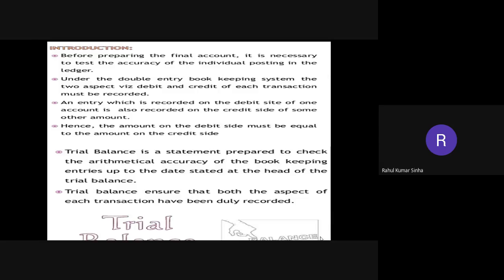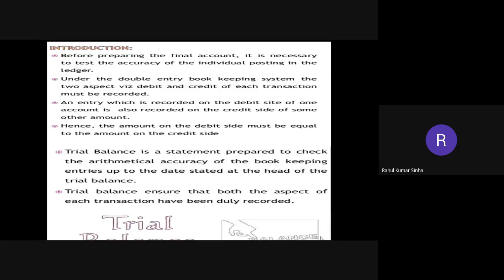An entry which is recorded on the debit side of one account is also recorded on the credit side of some other account. So you know that the debit should be equal to the credit, as we follow the double entry system, under which we make the debit for every credit with the same amount. Trial balance is a statement prepared to check the arithmetical accuracy of the bookkeeping entries up to the date stated at the head of the trial balance. Trial balance ensures that both aspects of each transaction have been duly recorded.